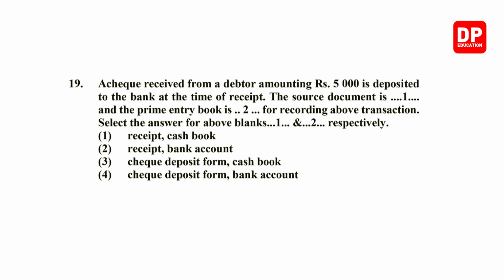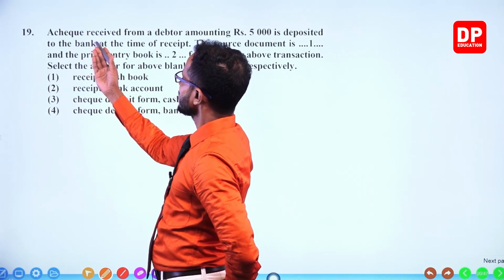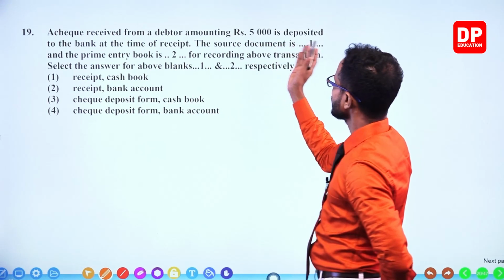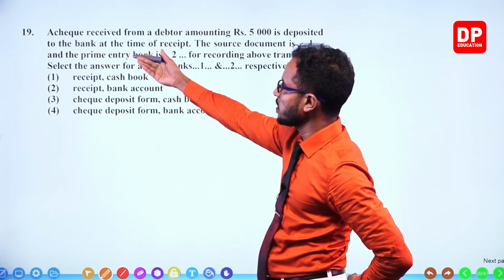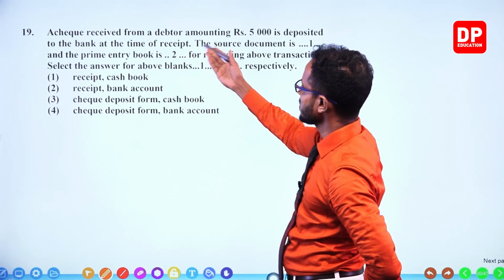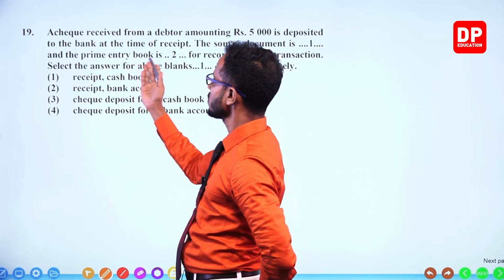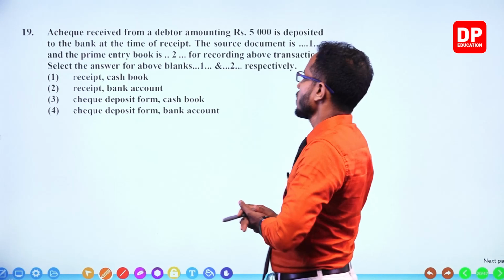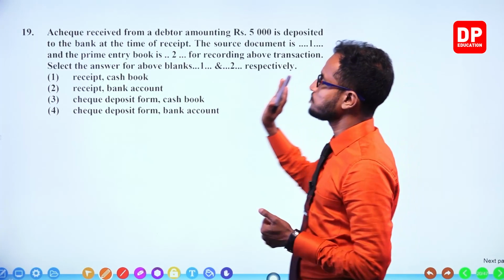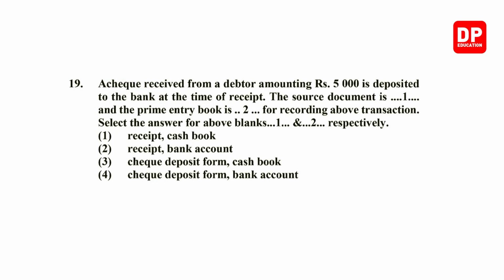Question 19. A check received from a debtor amounting to 5,000 is deposited in the bank at the time of receipt. So the document is number 1, the prime entry book is number 2 for recording the transaction. Select the answer for the above blanks 1 and 2.